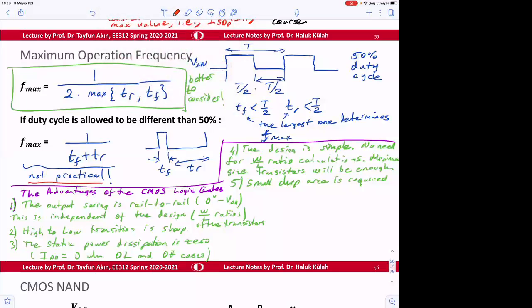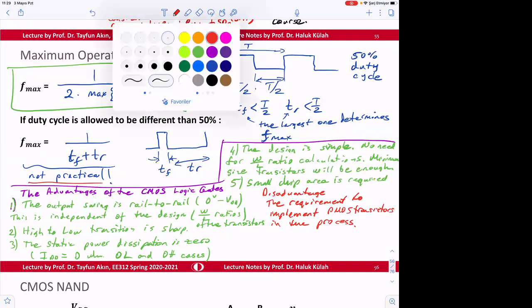Maybe disadvantage. Maybe we can call this thing implementation, to implement PMOS transistors in the process. But that's not a critical thing.